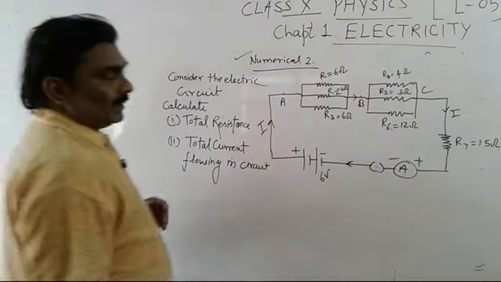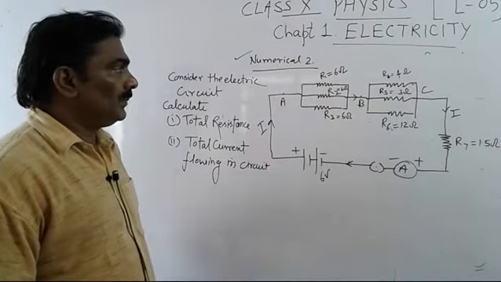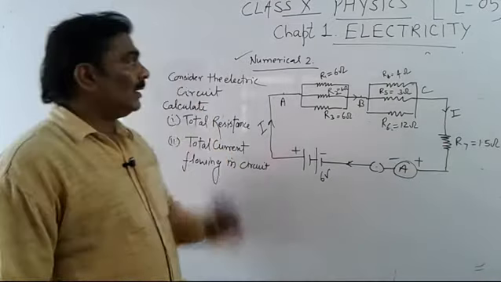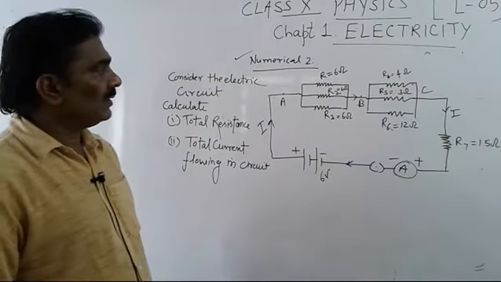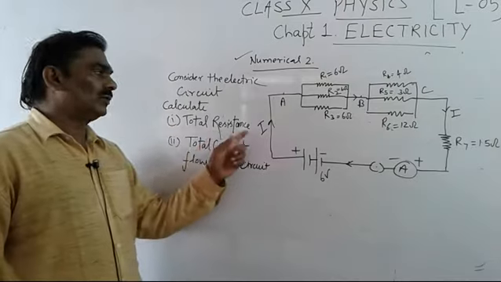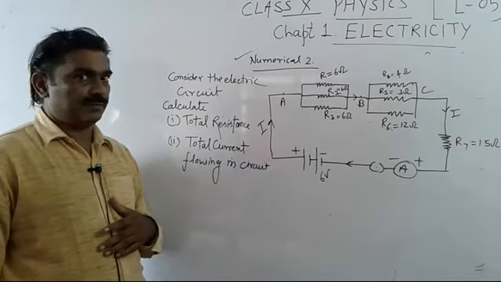So students, this is numerical number 2. I hope that you will solve it, and I want to explain this question. Consider the electric circuit and you have to calculate total resistance in this circuit and total current flowing in the circuit.